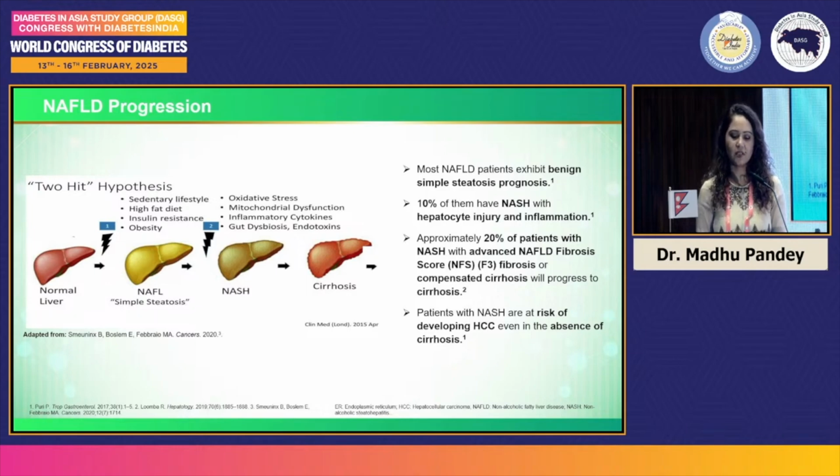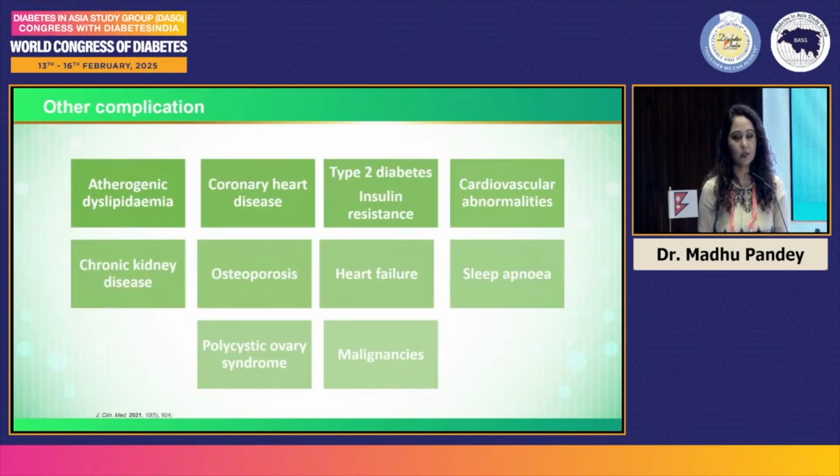So there is always sedentary lifestyle, high fat intake, insulin resistance, and obesity that will lead to simple steatosis, which can be cured with lifestyle management. But when NAFLD reaches MASH, it's very difficult to cure it. So we have the other complications: atherogenic dyslipidemia, chronic kidney disease, osteoporosis, heart failure, sleep apnea, polycystic ovarian syndrome, malignancy.